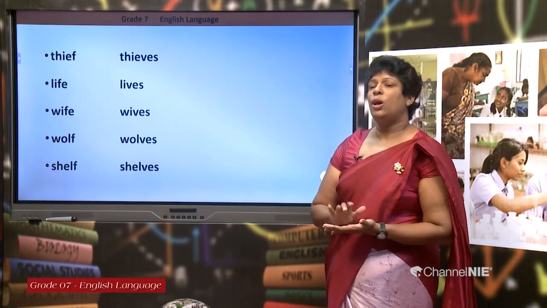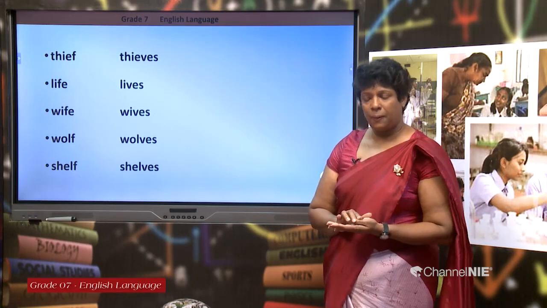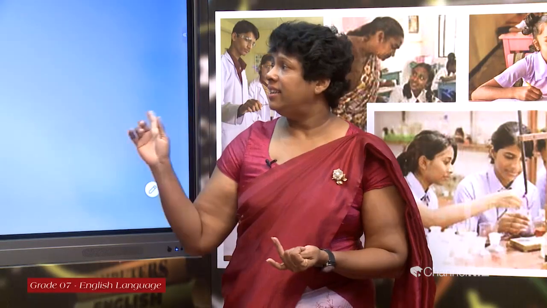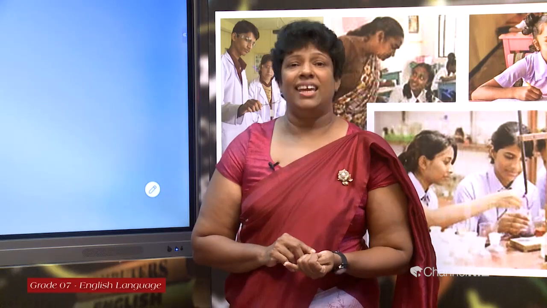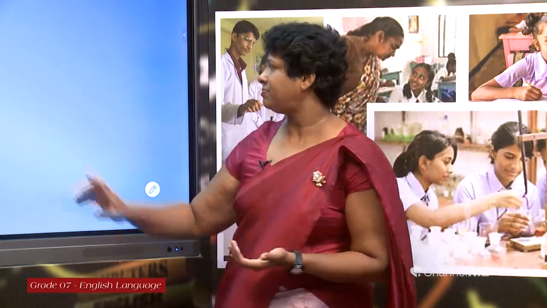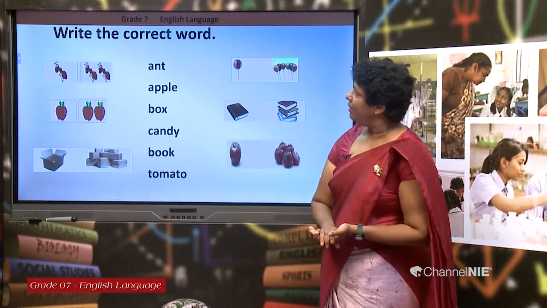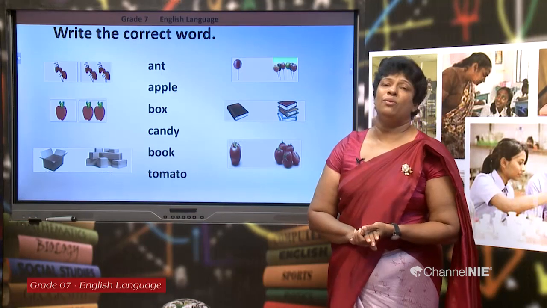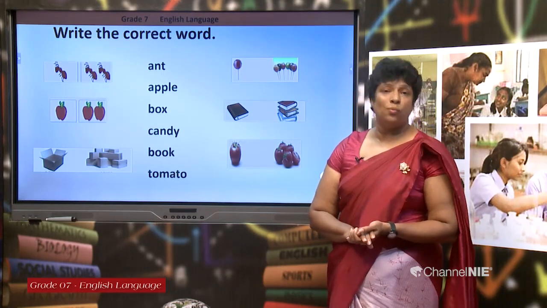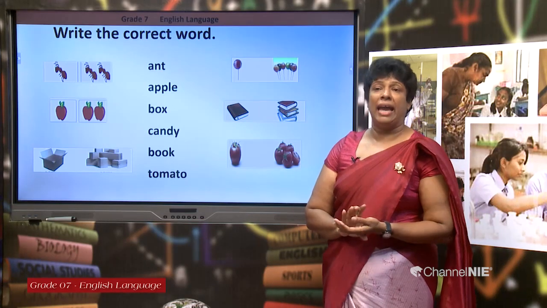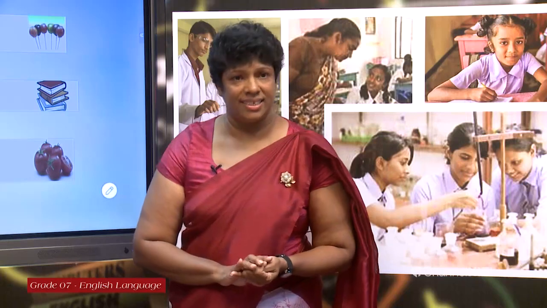Keep it in mind. Now, we learnt adding S, adding ES, adding IES, and the next one is VES. Understand? 4 rules so far. Write the correct word. Now, you can see some pictures and word clues. You have to form the correct plural form either by adding S, ES, IES or VES.